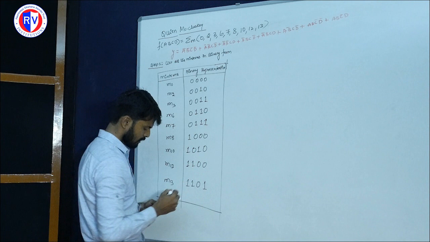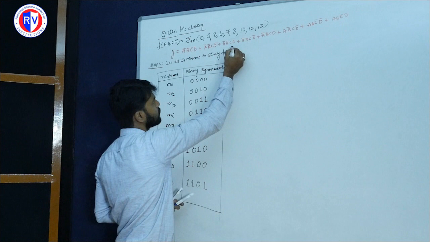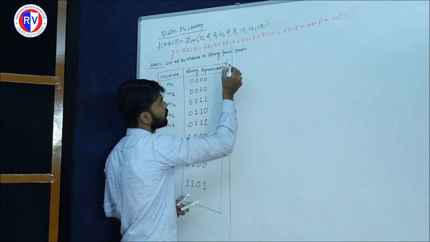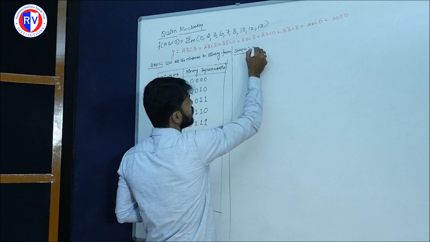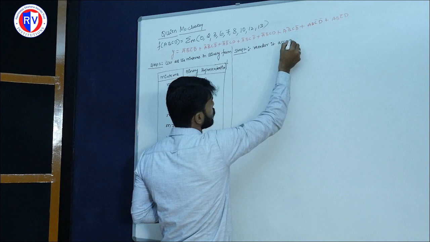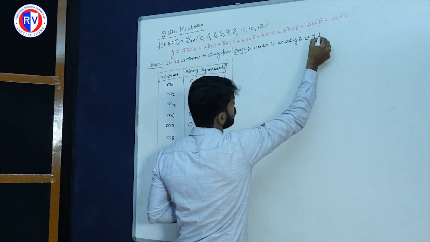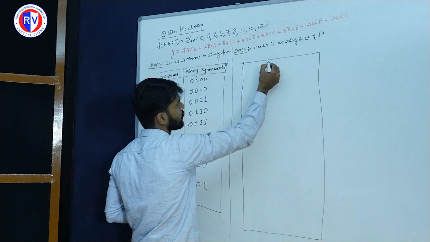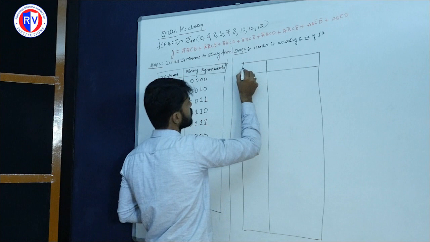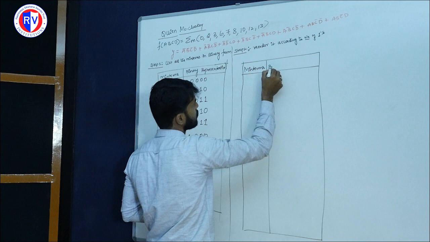In step 2, what do we need to do? We need to order these minterms, reorder them, according to the number of ones. How do we reorder them according to the number of ones? Now we will reorder this according to the number of ones. This is the minterms column, and this is the binary representation.